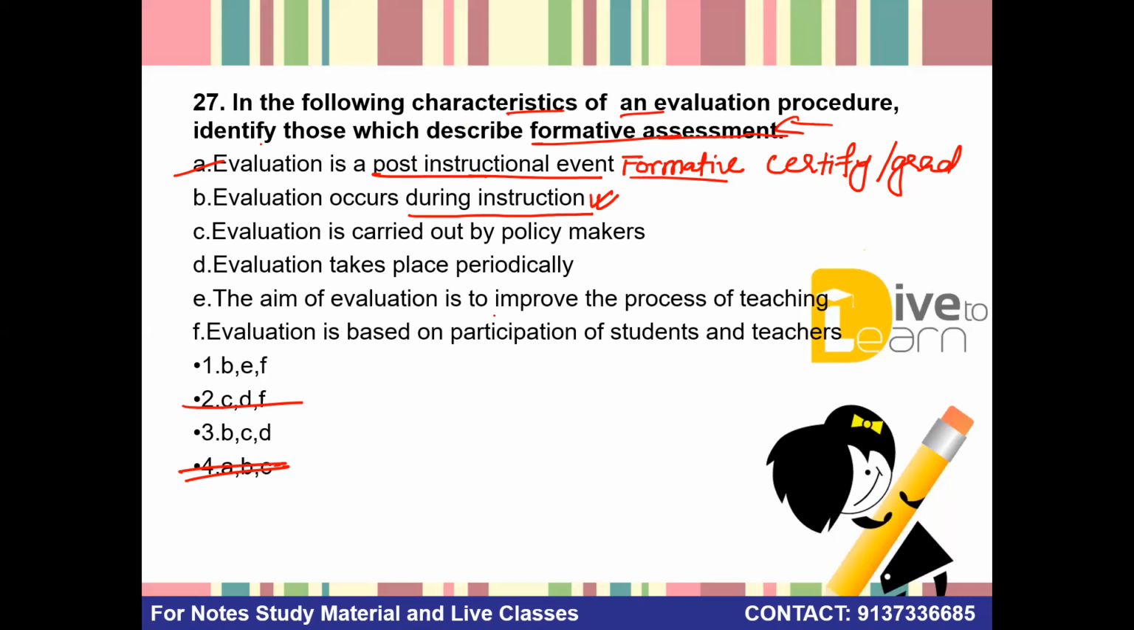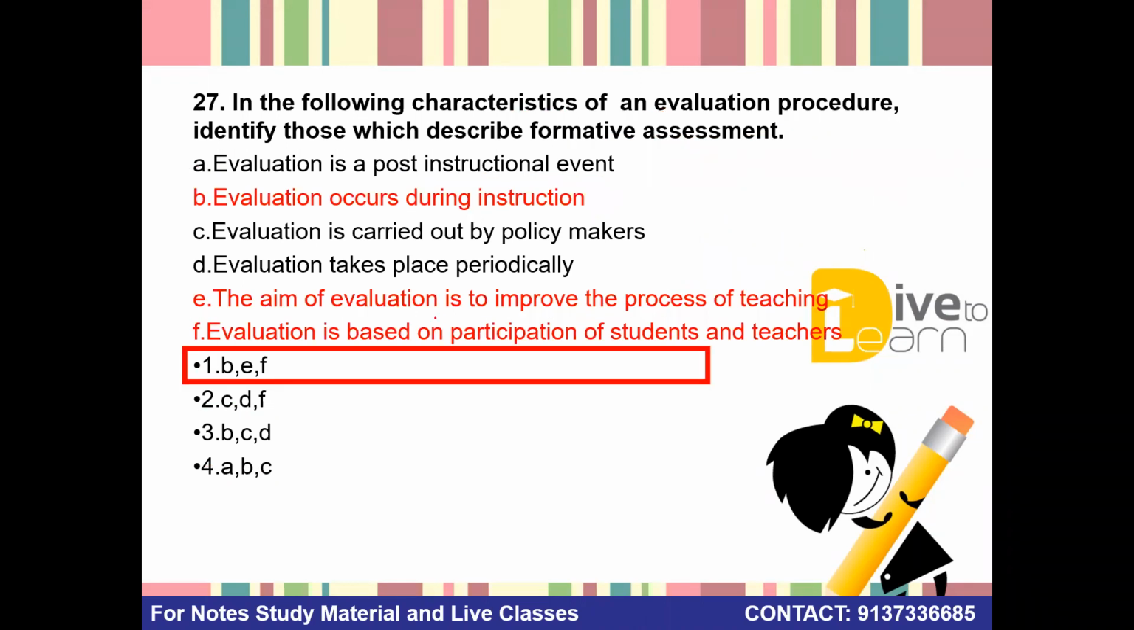Improving the process of teaching happens in which one? In formative, there is a scope for improvement, right? Because the feedback was given during the instructional process. So certainly this will be there. So that makes it B, E, F. Even if you're unsure about a few options, go by elimination. The chances of getting the right answer will be higher this way. Okay, so BF is the correct answer here.